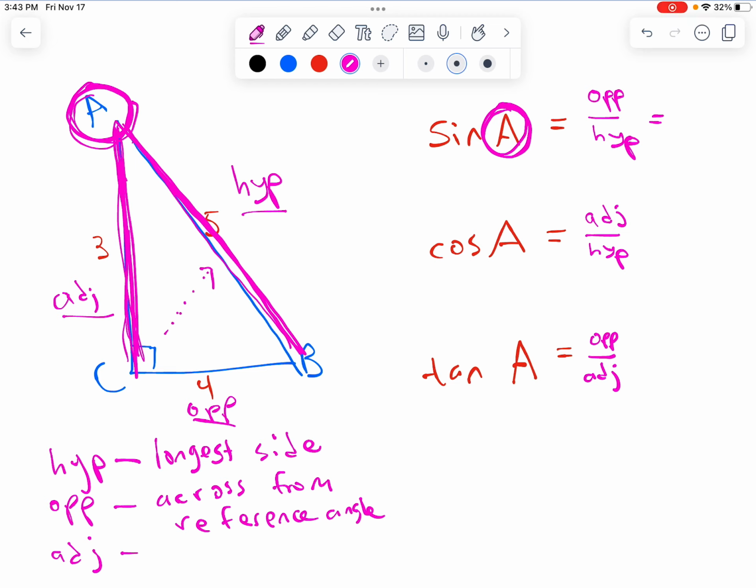For sine, the opposite is 4, and the adjacent, actually sine is opposite and hypotenuse. So opposite is 4, and hypotenuse is 5, so the sine of A is 4 over 5. The cosine of A, cosine is going to be adjacent over hypotenuse, so that's 3 over 5. And finally, the tangent is the opposite, which is 4, over the adjacent, which is 3.